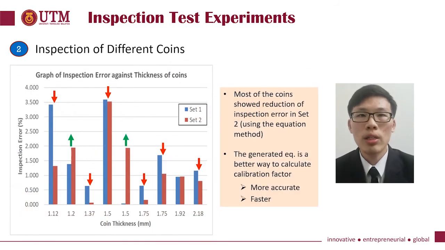We can see the result was then converted into a bar chart, and based on the bar chart, we can see that most of the coins showed lower percentage of inspection error in set 2 as compared to set 1. So this means that the generated equation is a better way to calculate the calibration factor, since it is faster and more accurate, with less inspection error as compared to the old calibration process.